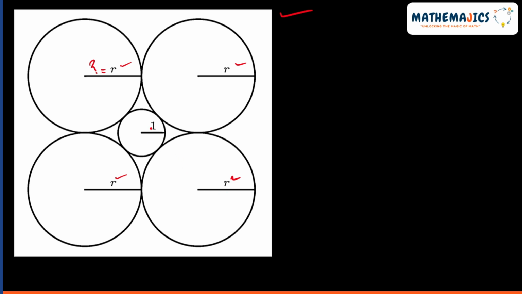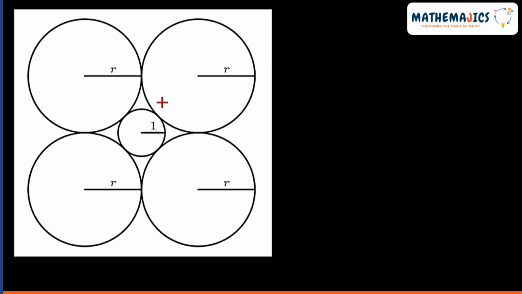Apart from that, there is a small circle whose radius is 1. It is touching tangentially to each of the four circles. Yes, it is touching tangentially, that means it is touching at one point only. So using this information, let's find the value of r.